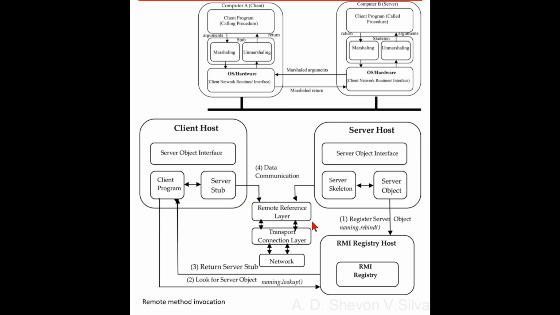Remote reference layer. This can behave differently depending on the parameters passed by the calling program. For example, this layer can determine whether the request is to call a single remote service or multiple remote programs, as in multicast. Transport connection layer. This sets up and manages the request. A single request travels down through the layers on the one computer and up through the layers at the other end.